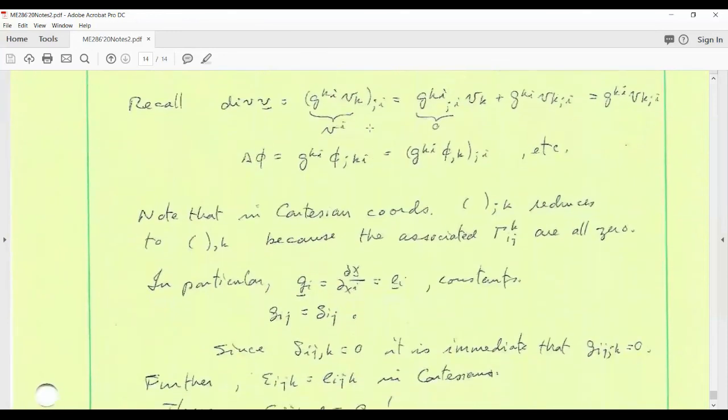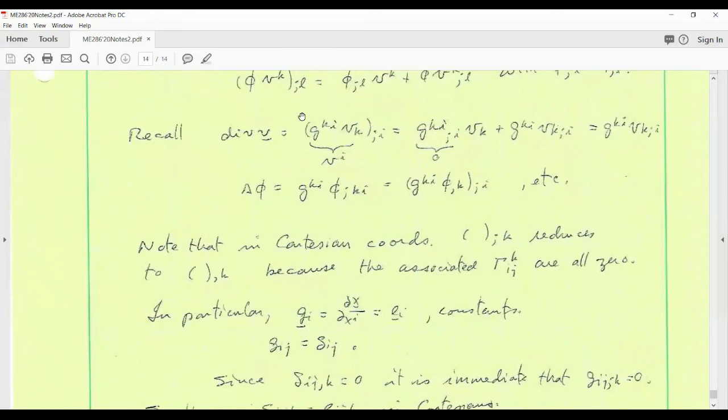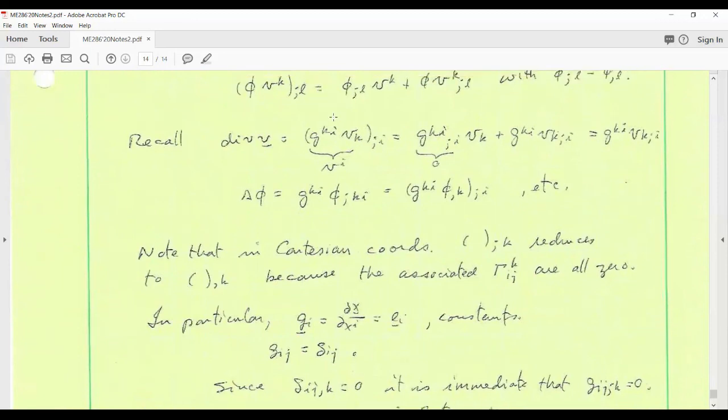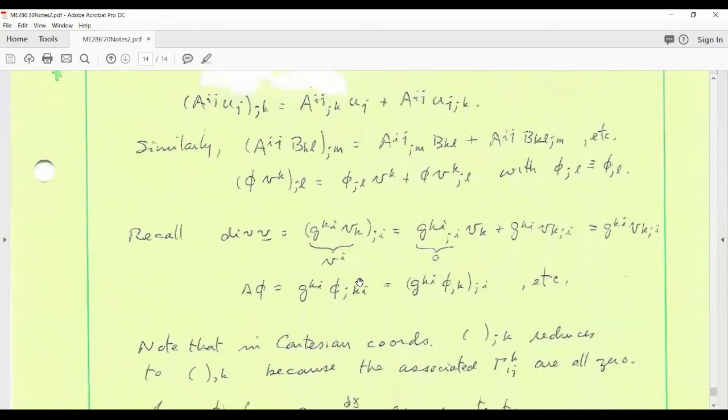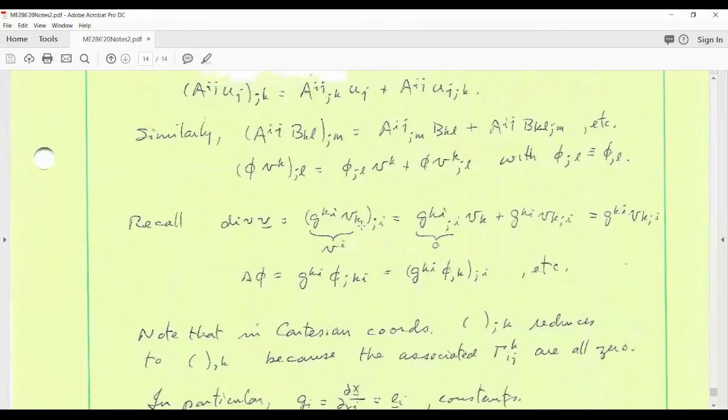Okay, let's return to our discussion of the divergence of a vector. We wrote that this way, v super i, and then recall I mentioned that v super i can be written g super ki v sub k. So now we have something similar to what we've just had here in this expression. This is essentially a matrix times a vector. We can invoke the product rule and invoke the fact that the covariant derivative of the dual metric is 0, as we've discussed before, and then we have this result.